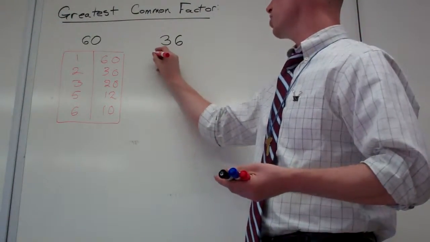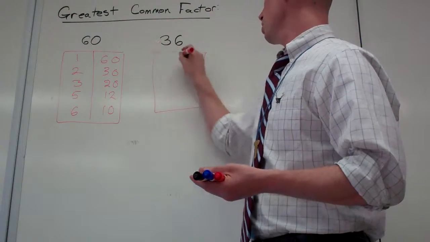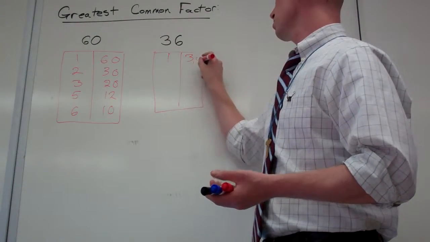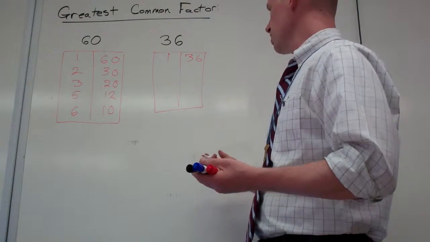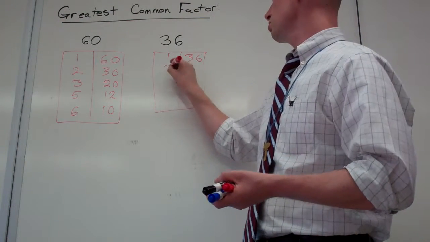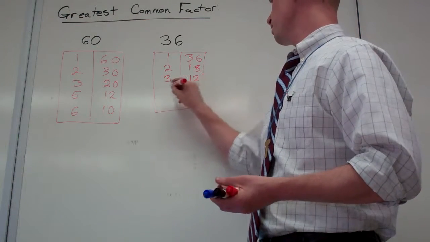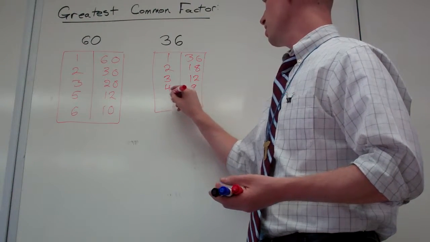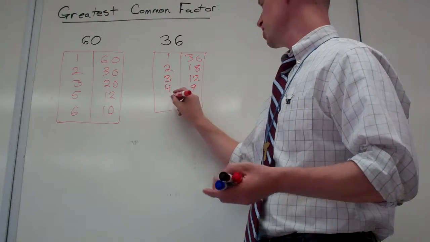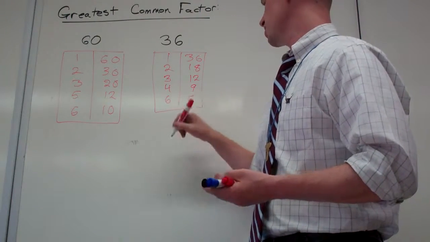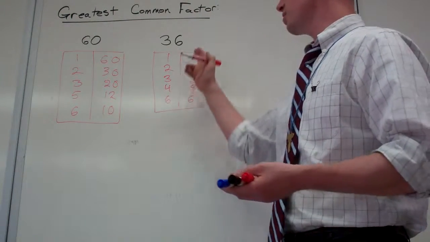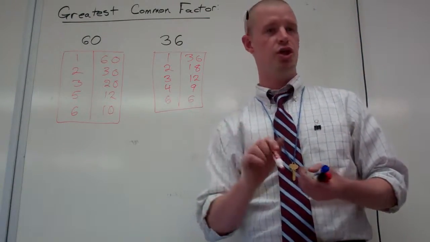For 36, we can do it the same way. We start with 1 and 36, just because it makes 36. 2 and 18. 3 times 12. 4 times 9. Can't do 5, but 6 we can do. 6 times 6. 6 times 6 is 36. That means that 36 is a perfect square. It's just good to know.